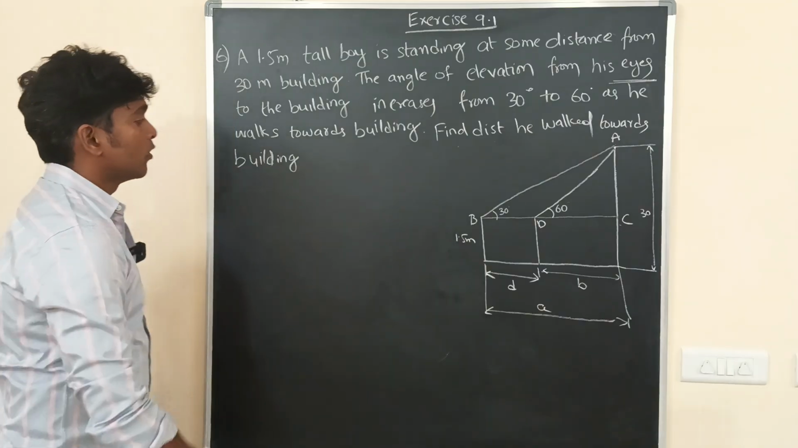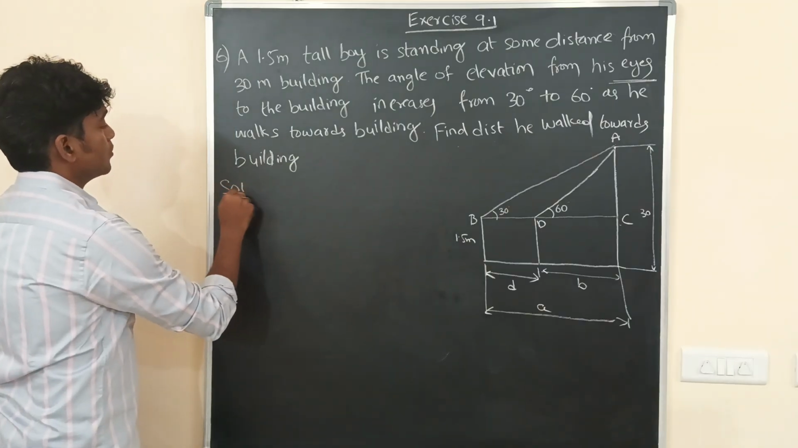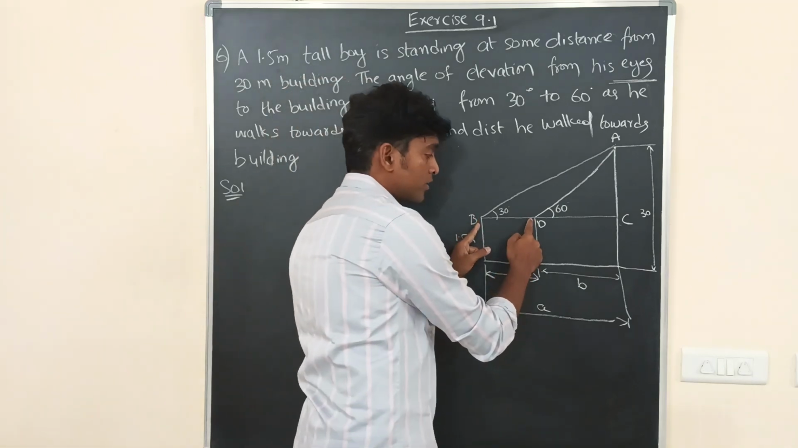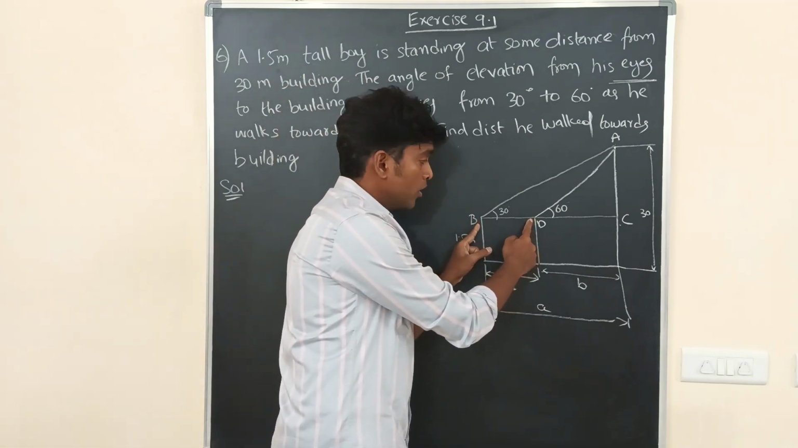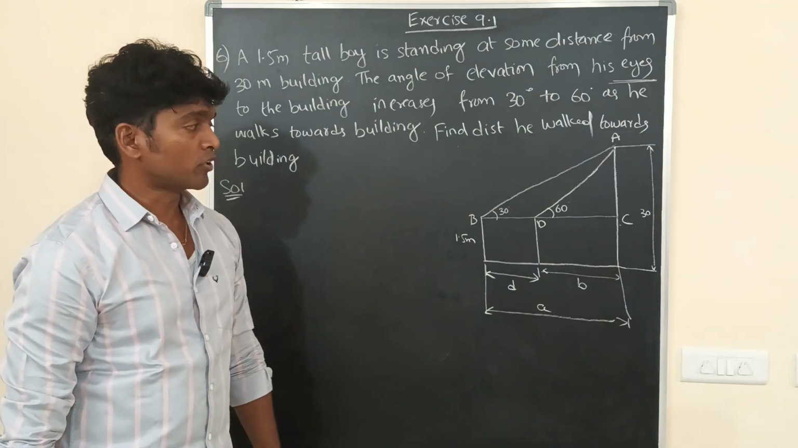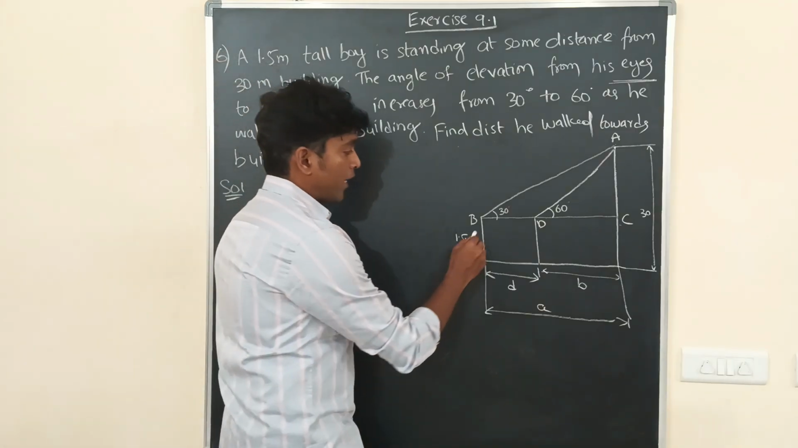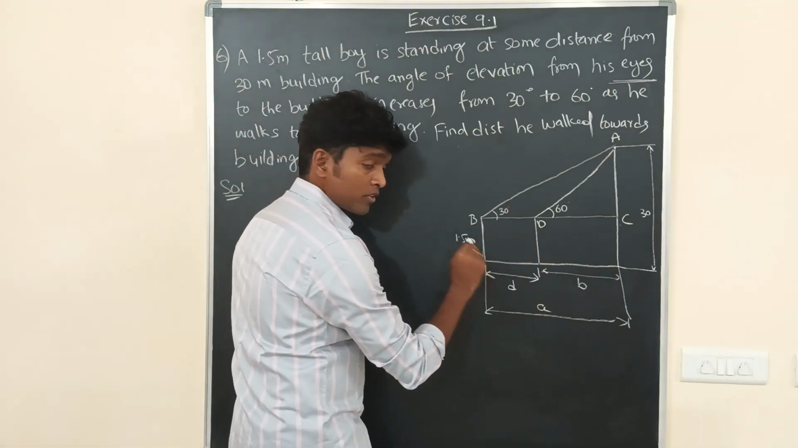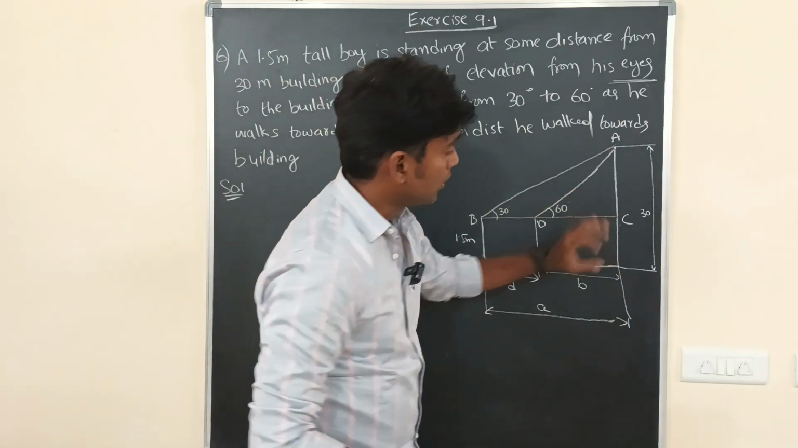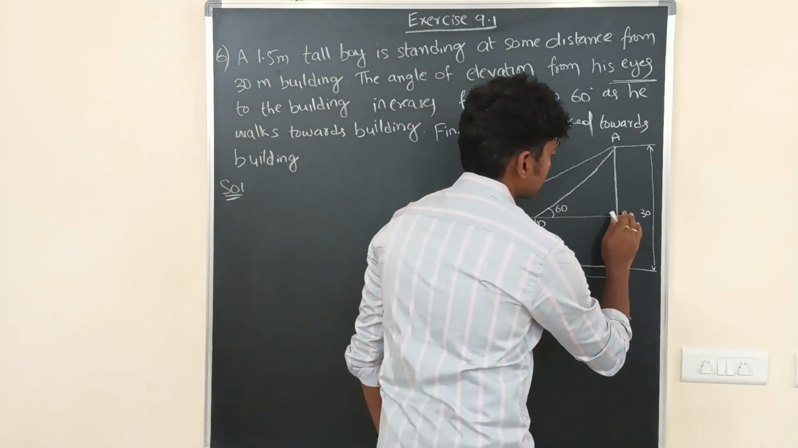Now we have to find this length. So first of all, we have to find some logics. The height of the boy is 1.5 meter, they have given. So transferring this height to here, this also is 1.5 meters.